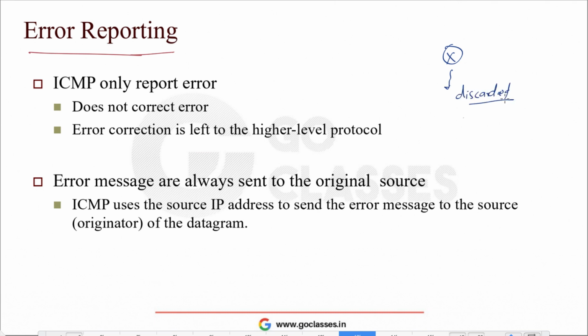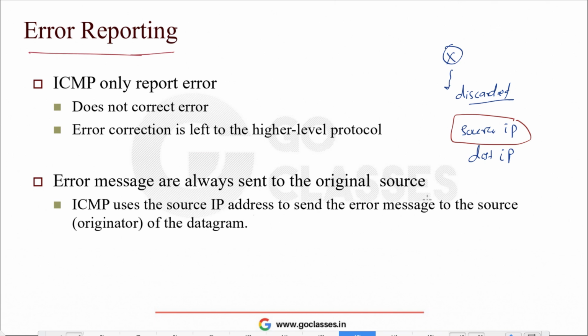Now since I only have, at this router, two pieces of information, which are the source IP and the destination IP, this error message will be sent only to the source IP. There is no point in sending the error message to the destination IP. So this error message will be sent to the source IP only, not to the in-between router.